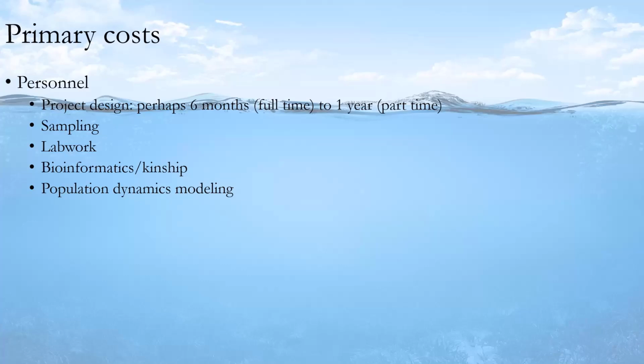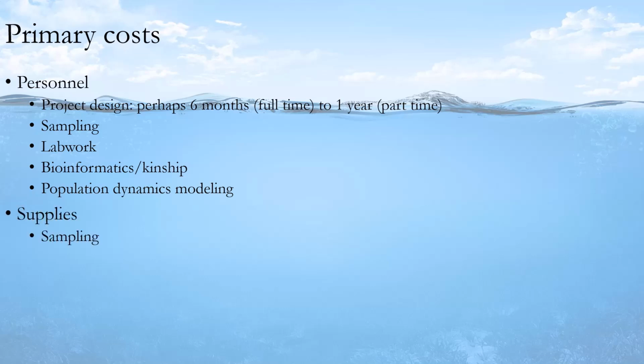And these are not necessarily overlapping skill sets. Some people will be able to perform several of these steps, but in general, it's a good idea to consider these separate skill sets. For example, we don't want to assume that because someone can conduct lab work, that they can also do the bioinformatics and kinship. And similarly, if we know someone is computationally skilled at bioinformatics, we don't want to assume that they can do the population dynamics modeling.